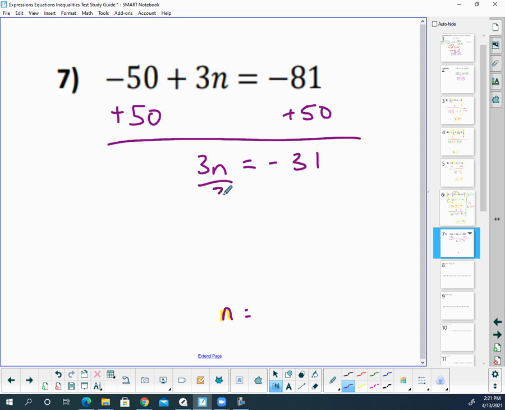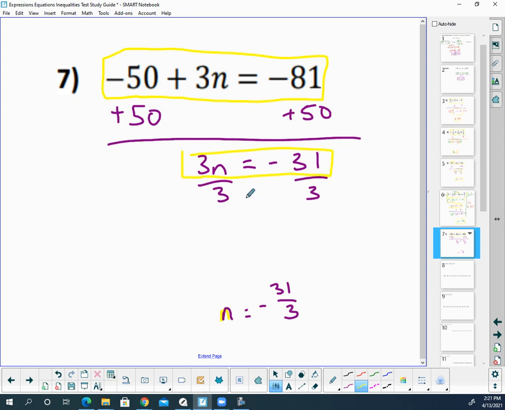Divide both sides by 3. 3n divided by 3 is 1n. Negative 31 divided by 3 is an improper fraction, negative 31 over 3. So as I keep showing all the time, here's the original equation. I add 50 to both sides, I get this equation right here. I divide both sides by 3, I get my final answer, n equals negative 31 over 3.